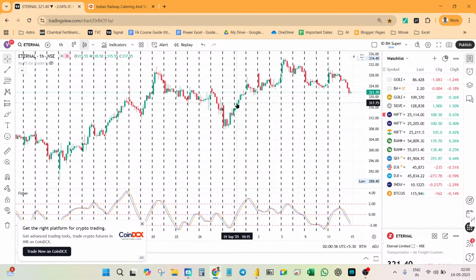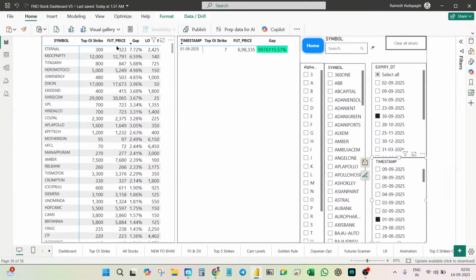Around here, 317, at that time 323. I'm just giving the first example, the top example. So I'm expecting the price to come down here. Now we have some more time. Let us see what has happened lately to Eternal.